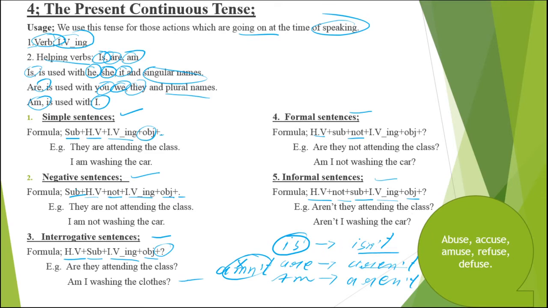So how you are going to pronounce them? Isn't, aren't, ain't. Is not, isn't. Are not, aren't. Am not, ain't.